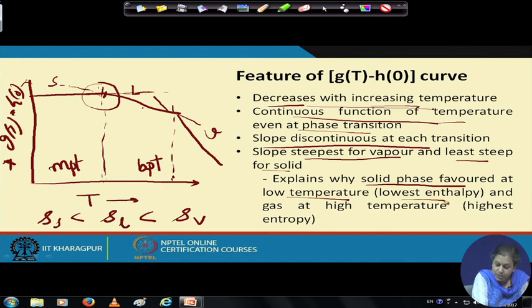Because it has the lowest enthalpy, and a vapor is favored at high temperature. Why? Because it has the highest entropy. So the existence of the gas at high temperature is due to the entropic contribution to Gibbs free energy, while the existence of solid at low temperature is due to the enthalpic contribution at the low temperature phase.